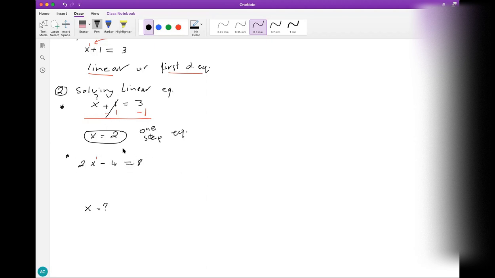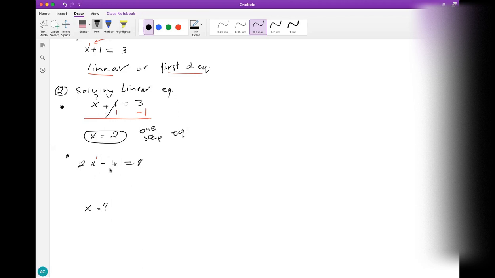All right, so again, the purpose of solving is to get the x by itself. If you look over here, the x is not by itself. We have this number, we have this number. So we want to cancel these numbers, 2 and 4, in order to get the x by itself. Once the x is by itself, that's when we say that the equation was solved. All right, so what number do we cancel first?